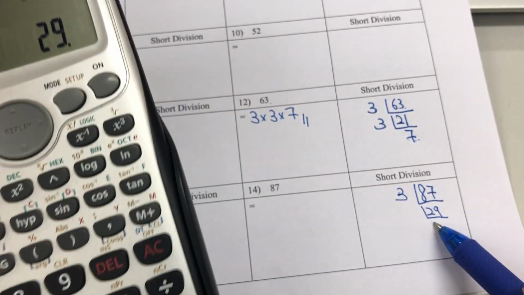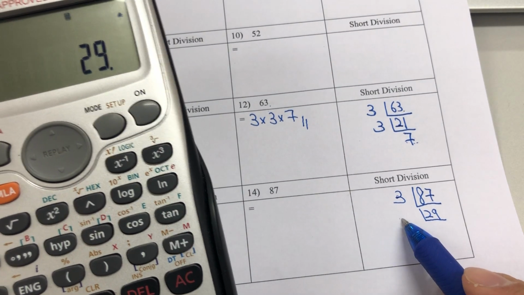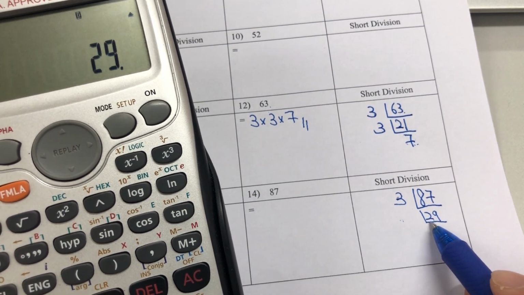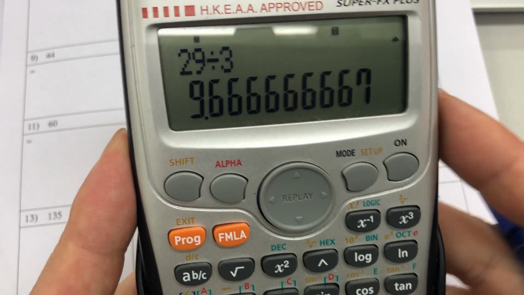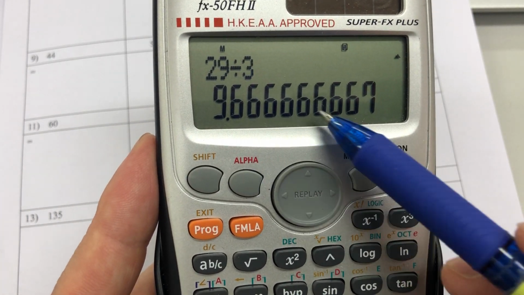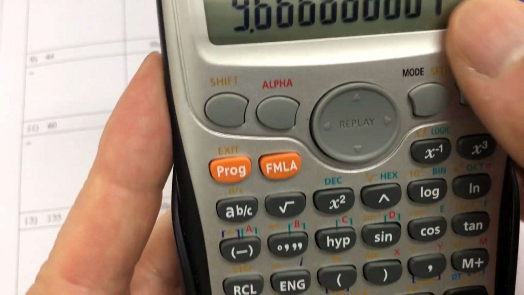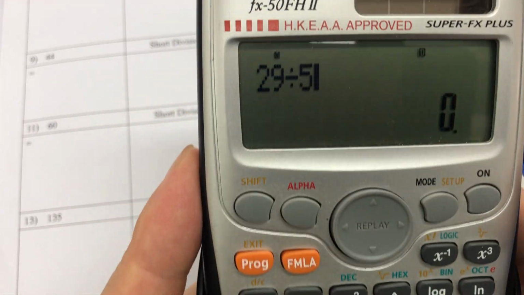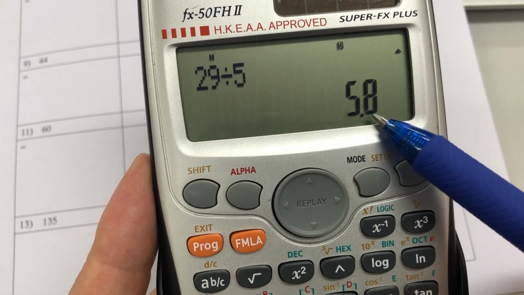And then 29. Can 29 be divided by 2? Is it an even number? No. Then what about 3? 29 divided by 3. Oh, it's not good. So it cannot be divided by 3. Then what about 5? 29 divided by 5. 5.8, a decimal number. No, cannot.